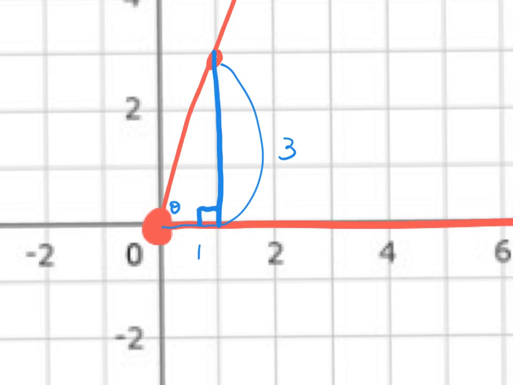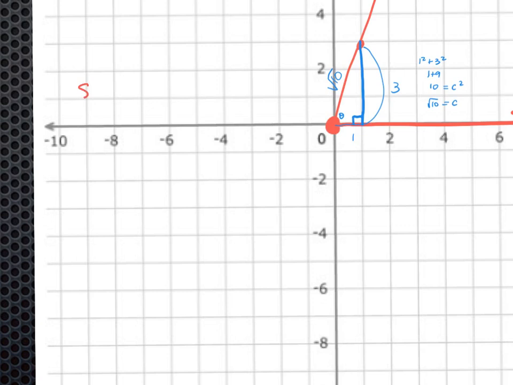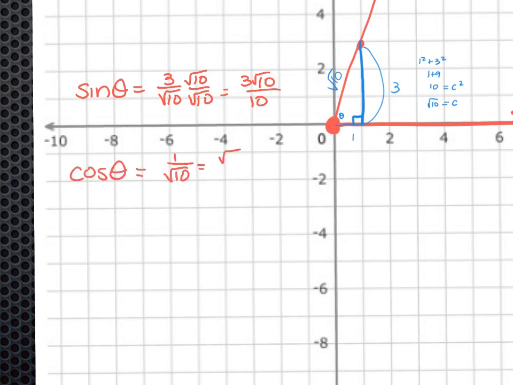Now I've got a right triangle. And I got to find my hypotenuse, 1 squared plus 3 squared, which is 10. And c is root 10. And then from there, I can get all my trig functions. So sine is 3 over root 10, which gets rationalized, 3 root 10 over 10. Cosine, 1 over root 10, which also gets rationalized, root 10 over 10. Tangent, 3 over 1, or 3.